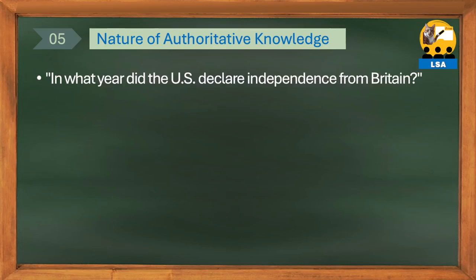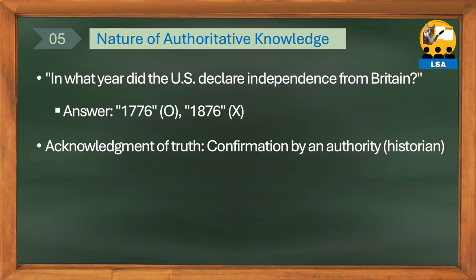In what year did the U.S. declare independence from Britain? A question about a historical fact. If we answer 1776 to this question, it is correct. And if we say 1876, it is false. Then how is it guaranteed that 1776 is true? You and I didn't live in that era, so we didn't see the scene directly, so we can't judge if it's true. Then how do we accept something we can't judge as correct? We don't know if 1776 is true or false, but historians research and tell us it is so, so we trust the historian's words and accept the content as true.